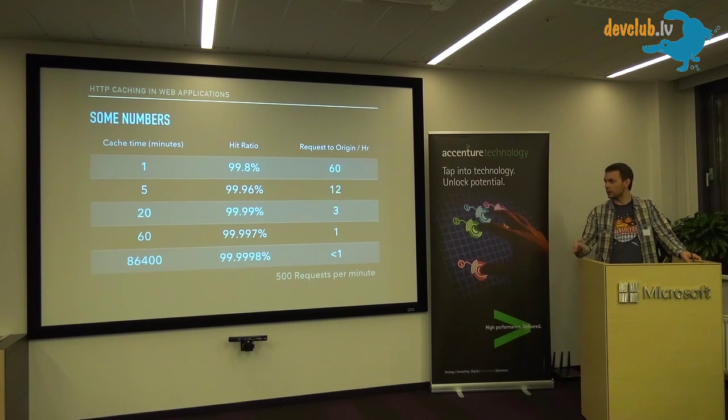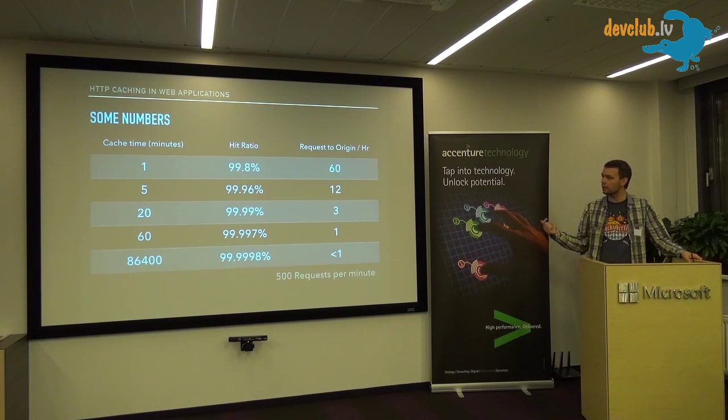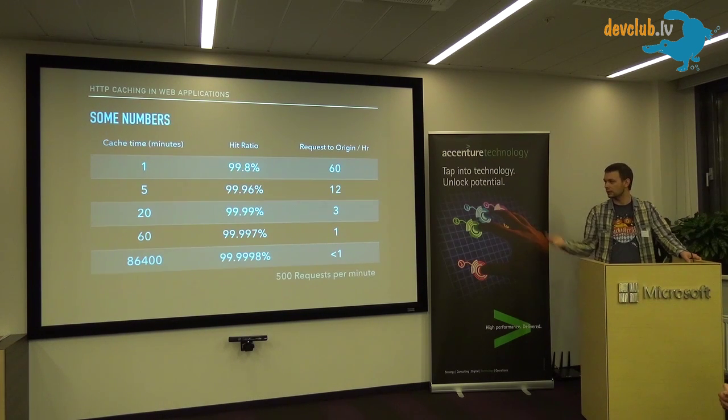So, moving on, here are some numbers. Basically, they illustrate the correlation between cache times, hit ratio and requests that are going through to origin. Well, they don't really show anything meaningful, but I just wanted to put some numbers in. But at the same time, they give some kind of an impression. You can see that the amount of requests going to origin decreases as you increase your cache times.